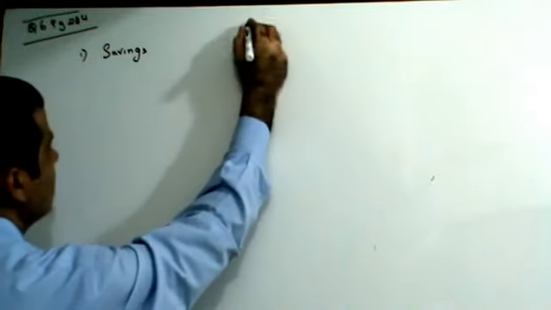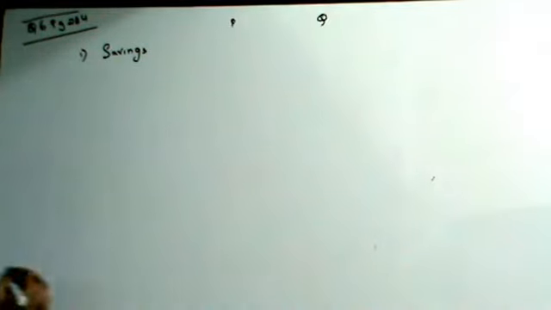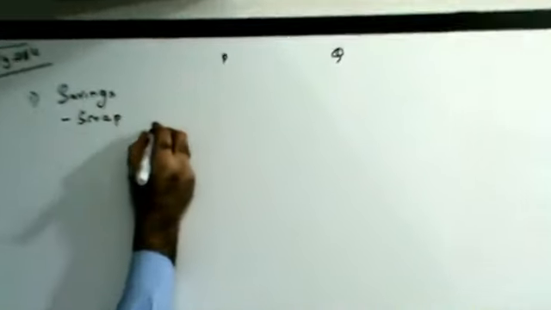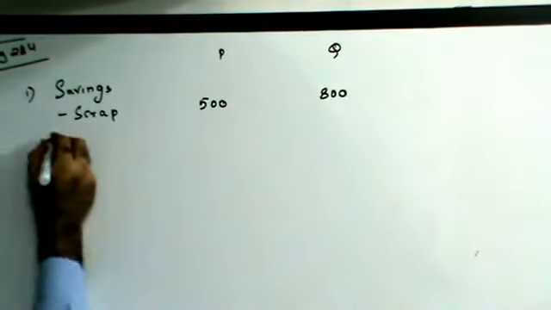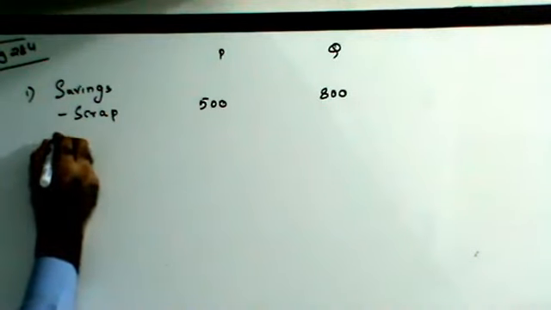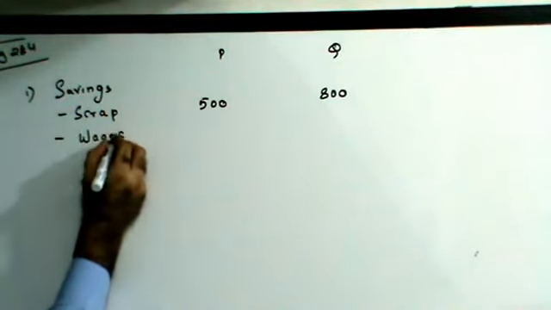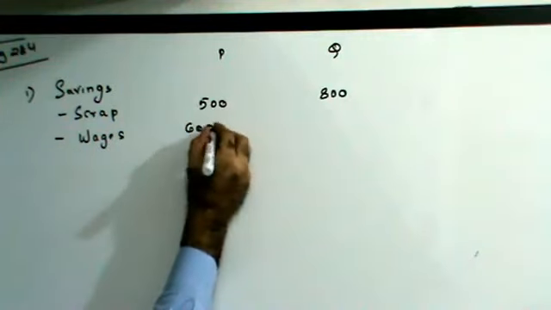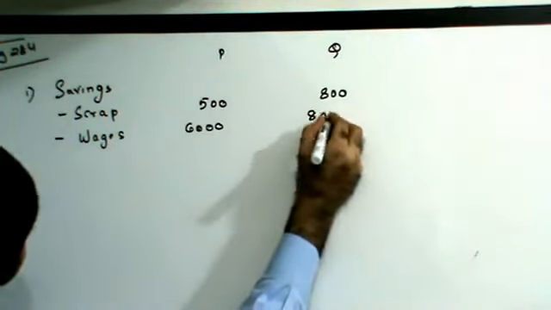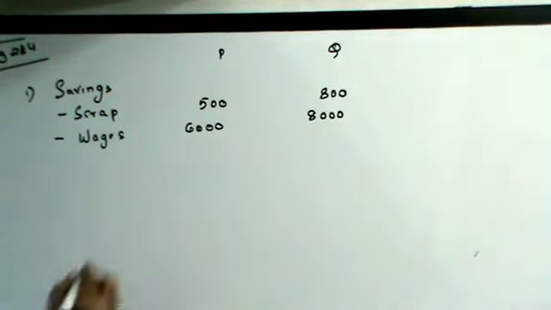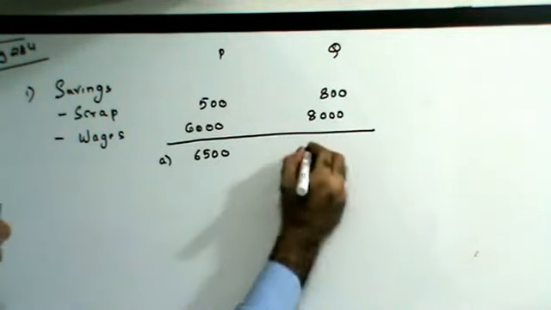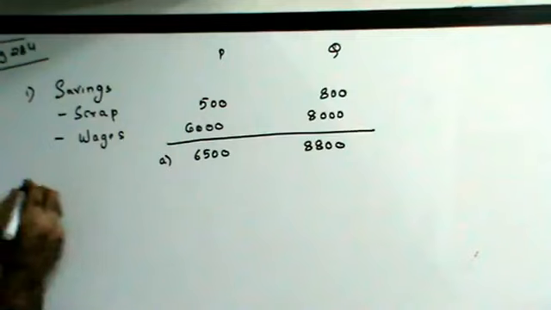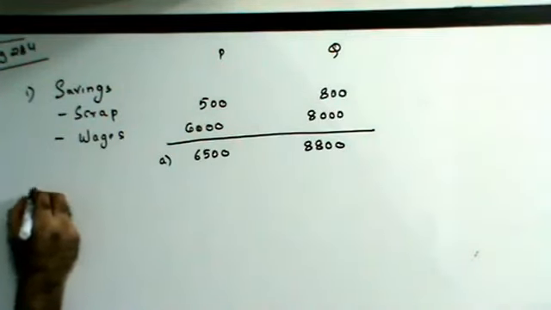There are two machinery, machine P and machine Q. They have given you savings in scrap as 500 and 800. Then you have savings in direct wages, which are 6,000 and 8,000. Fine. Therefore, your total savings are 6,500 and 8,800.